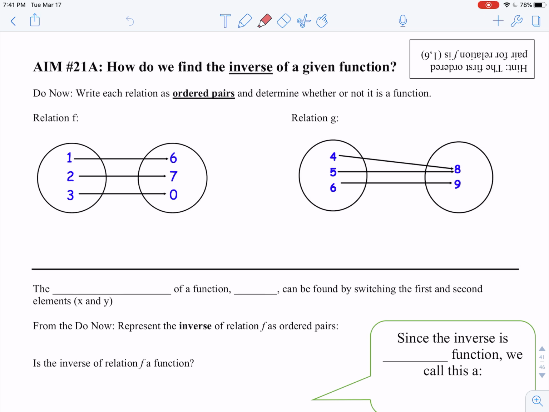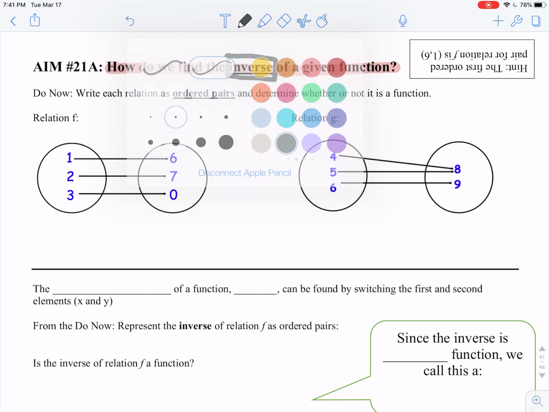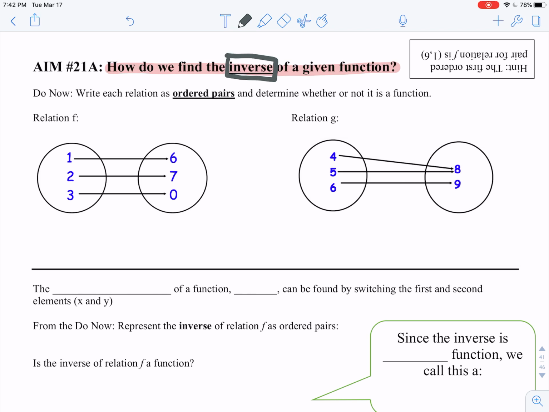All right, guys, lesson 21.A. How do we find the inverse of a given function? Keyword being inverse for today's lesson. Okay, so remember, just think about what inverse means to you, right? Inverse kind of means to undo something. That's really what we're going to do today. We're going to undo some functions.